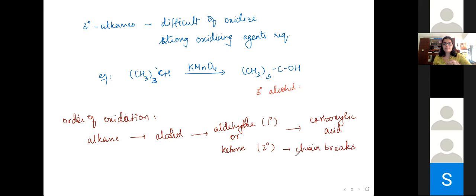Ma'am, I didn't understand this order of oxidation. Could you repeat this again? Yeah. So order of oxidation means it depends on the strength of the oxidizing agent.